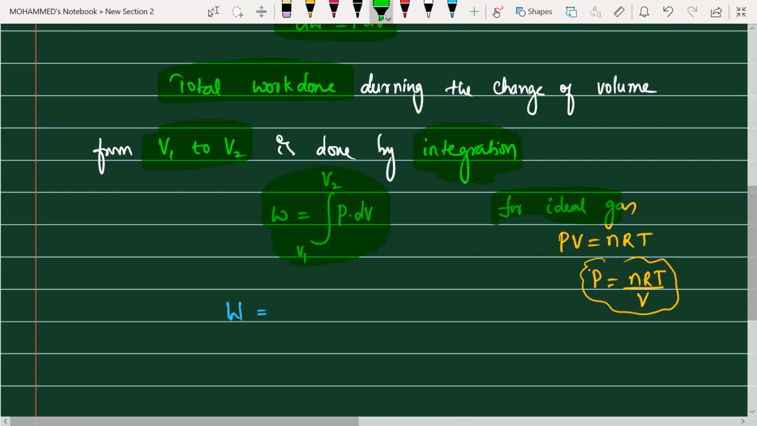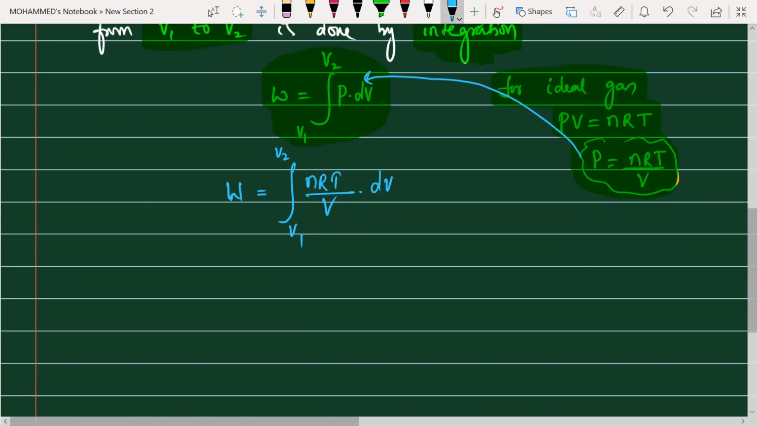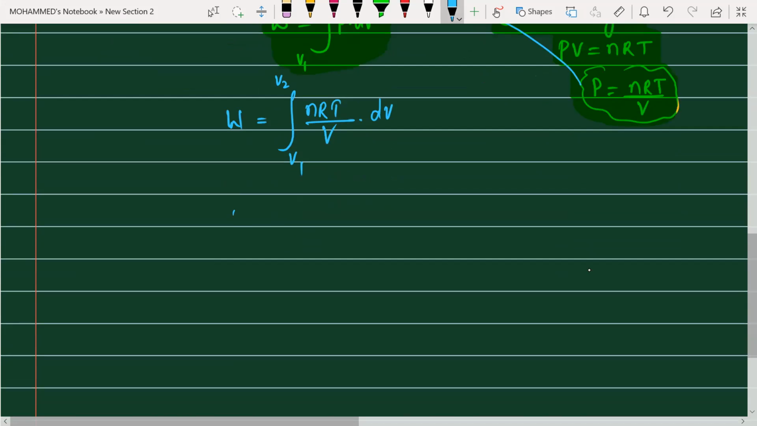And we know that for an ideal gas, PV is equal to nRT. So the value of P is nRT divided by V. Now substitute that value of P here. So W is equal to the integral of nRT divided by V into dV, limits from V1 to V2. Now what are the constants here? W is equal to nRT, since T is a constant, times the integral of 1 by V into dV, limits from V1 to V2.